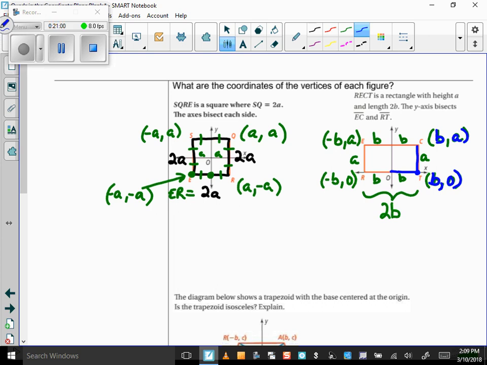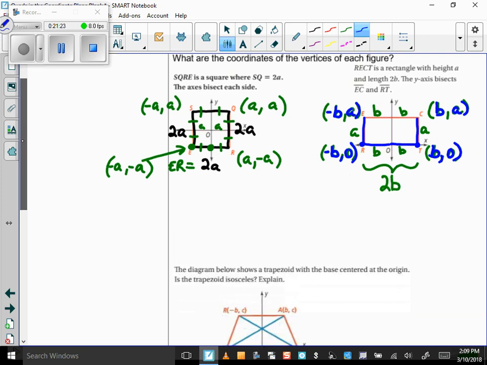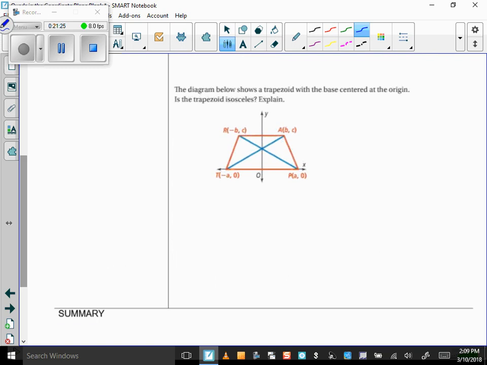To get to E from the origin, I go over B units, which is left, so negative B, and I go up A units, which is where (-B, A) comes from. And then finally, to get over here to point R, I just go left B units, and I don't go up or down, so that's how I got (-B, 0) for that vertex. Okay, one more. Thanks for hanging with me. I know this is long.